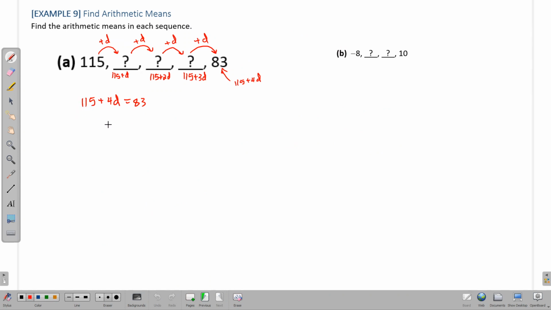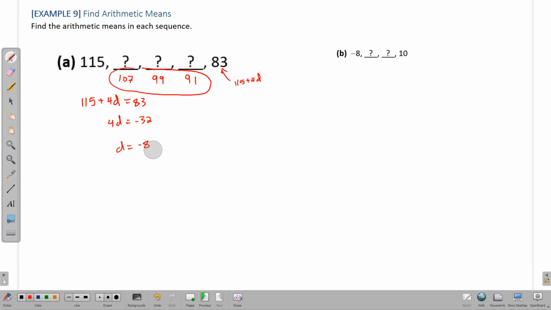Okay, now we need to solve this. So subtract this over. So 4d equals, is that negative 8? Or sorry, no, that's the answer. 4d equals negative 32. Divide by the 4, d comes out to, there's our negative 8. Okay, so then we can just start filling in the blanks. So let me come back here so I can actually write the numbers in here. All right, so we are taking 8 away each time. So we have 107, take 8 away again, 99, take it away again, 91, take away 8 one more time, and you get to your 83. So these are the 3 arithmetic means.